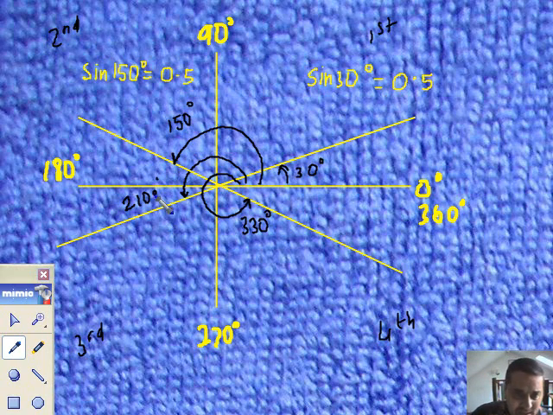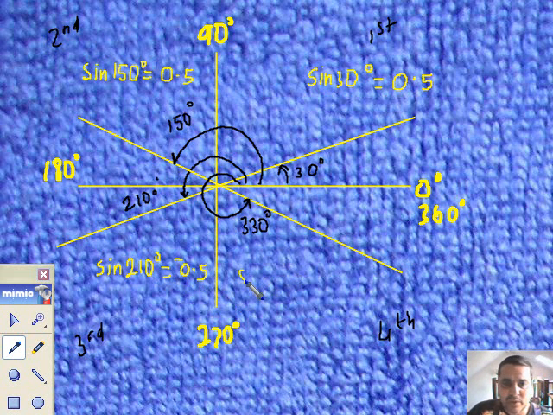Now what about this little snippet here? Well, that's 180 plus the 30, 210. So let's see what the sine of 210 degrees is. Okay, so I'm going to go sin 210. I've got minus 0.5. Don't know if you can see that. That's what we've got.